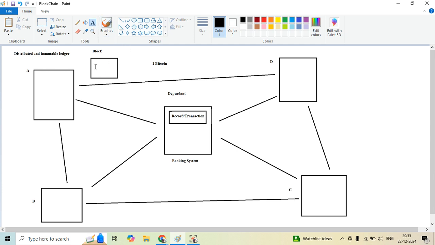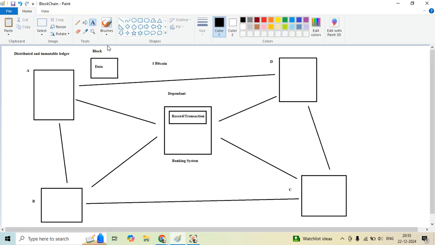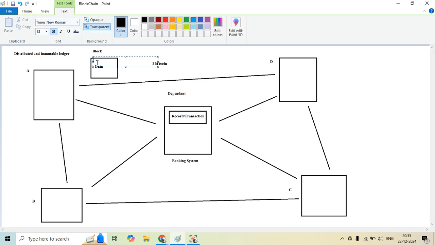And what will this block contain? This will contain the data of the transaction, which is A has sent 1 Bitcoin to D, and it will contain a hash value. What is this hash value? This hash value is a cryptographic hash. It is created using a cryptographic hash function, and this hash value is of a fixed length. For each of the blocks in the blockchain, it will be of a fixed length. Let's suppose it will be 256 bytes.